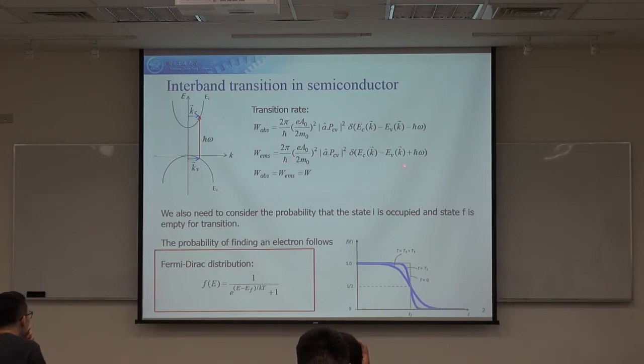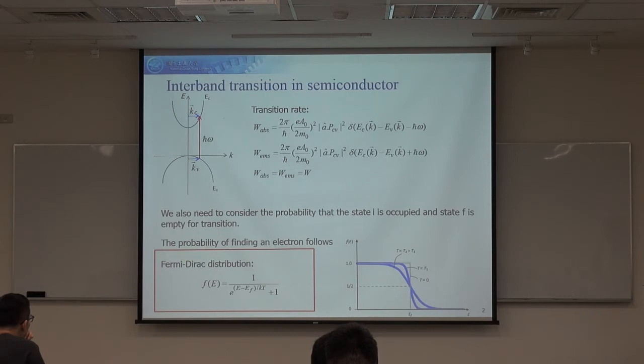For the emission, it's the same. This coefficient is the same. So absorption rate and emission rate, they are identical. But now we assume that this transition, because it involves the optical transition, therefore the transition has to be vertical. Which means that if the electrons originally have the wave vector kV, and then when it absorbs the light with energy h bar omega, it will be excited to the conduction band. The electrons at these points, their wave vectors have to be the same as kV. So this is the first requirement.